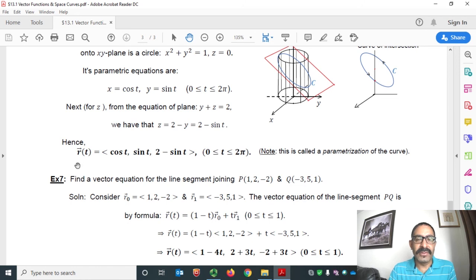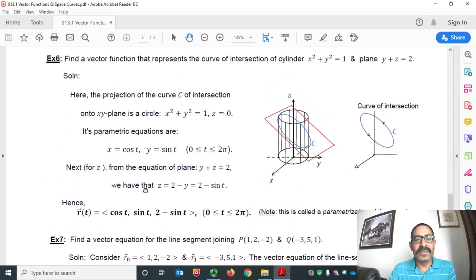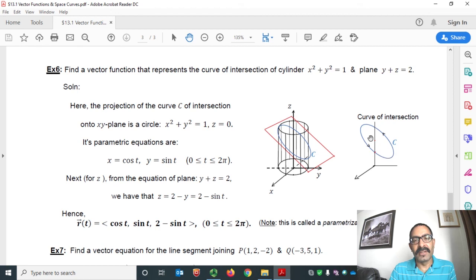Then the vector equation is r(t) equals cosine t, sine t, 2 minus sine t, t between 0 and 2 pi. So this is the vector equation. If you want to write in parametric form, then we write x(t) is cosine t, y(t) is sine t, and z(t) is 2 minus sine t. So these are the required equations of this intersection curve, which is also called a parametrization of the curve. I hope this makes sense to you all.